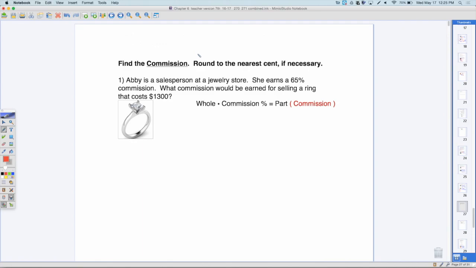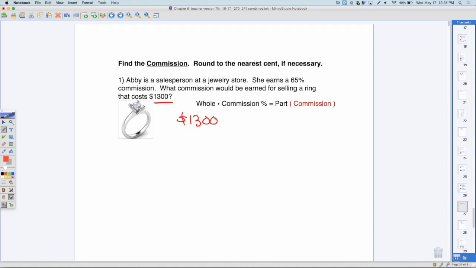Last example is on commission. We're going to round to the nearest cent if necessary. Abby is a salesperson at a jewelry store. She earns 65% commission. What commission would be earned for selling a ring that costs $1,300? So the formula is your whole times your commission percent as a decimal is equal to your part, which is your commission. That's extra money earned for selling the ring.